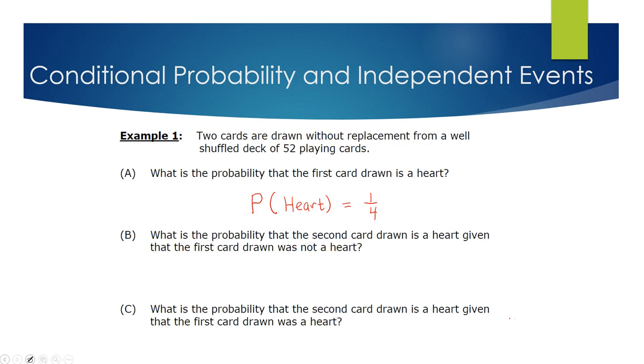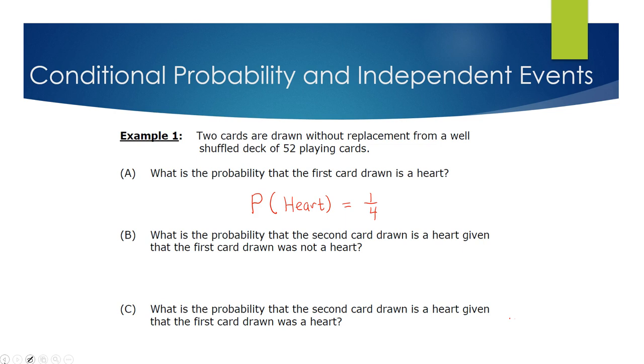Now we're focusing our attention on the second card, but we're also being asked to consider something that happened with the first card. So for part B, it says, what is the probability that the second card drawn is a heart, given that the first card drawn was not a heart? So we're not looking for the probability of just the second card being a heart. It's the second one being a heart, given that the first card was not a heart. Well, assuming that we picked a card beforehand, and it was not a heart, that means that I'm going to only have 51 cards left.